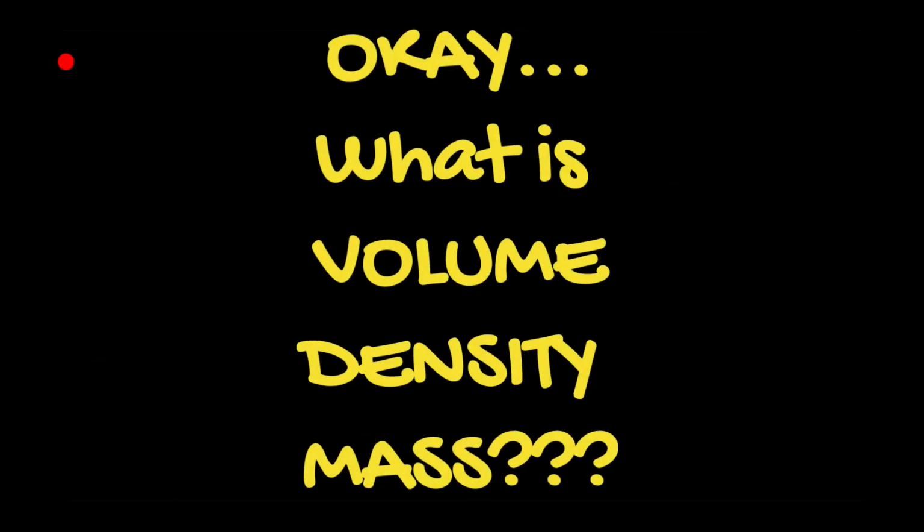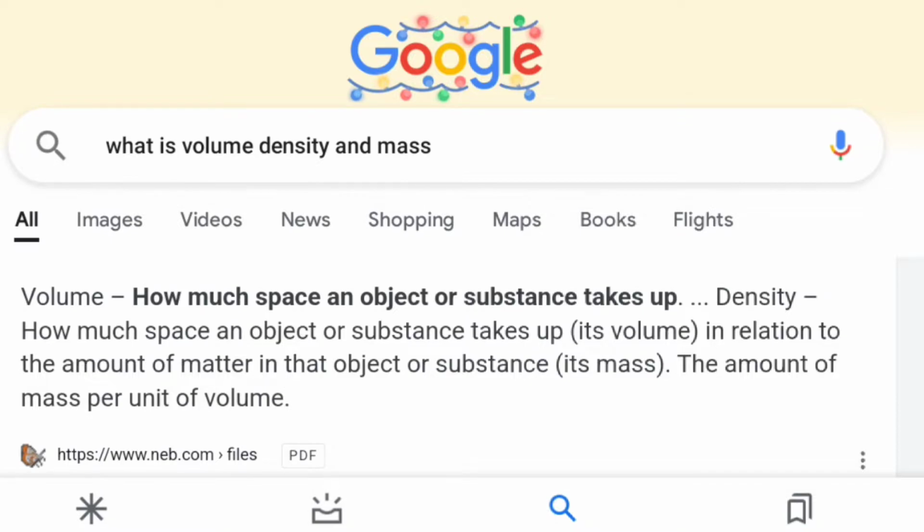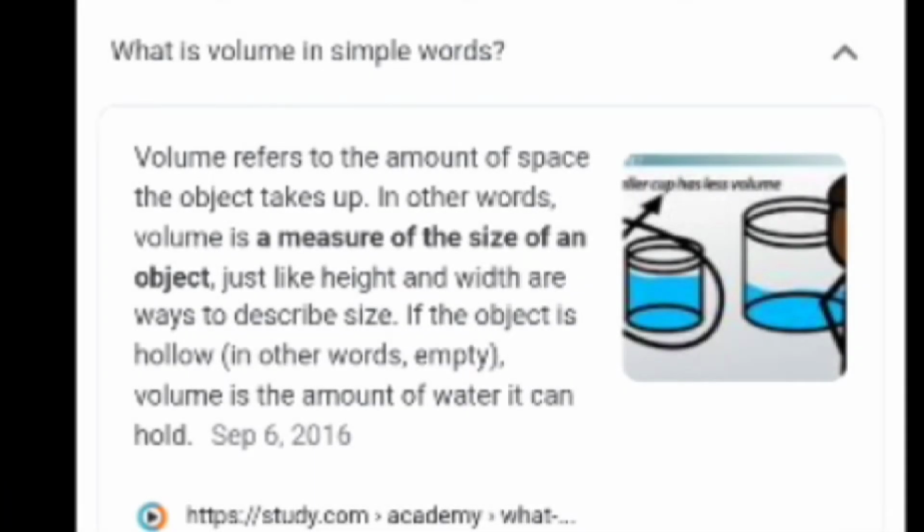What is volume, density, and mass? Here's a summary. Volume: how much space an object or substance takes up. Density: how much space an object or substance takes up in relation to the amount of matter in that object or substance. The object takes up. In other words, volume is a measure of the size of an object.